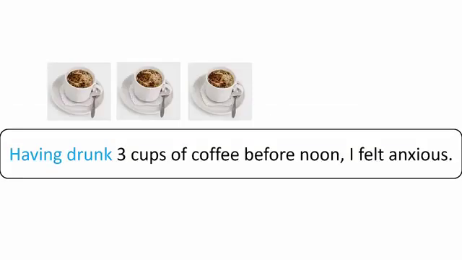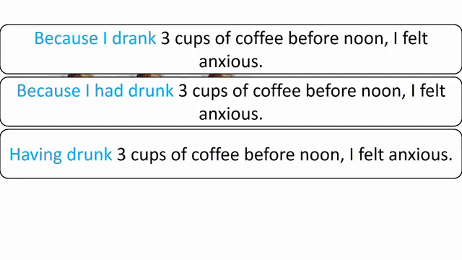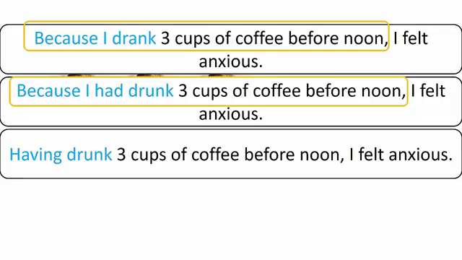Here's another reduction. Having drunk 3 cups of coffee before noon, I felt anxious. In this lesson, we've seen that this is the reduced form of because I had drunk 3 cups of coffee before noon, I felt anxious. This is the past perfect tense. Or it is also the reduction of because I drank 3 cups of coffee before noon, I felt anxious. This is the simple past tense. The reductions of these two clauses are the same. These 3 sentences all have the same meaning.